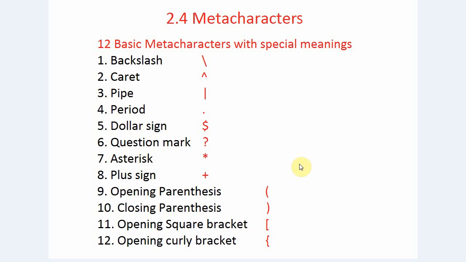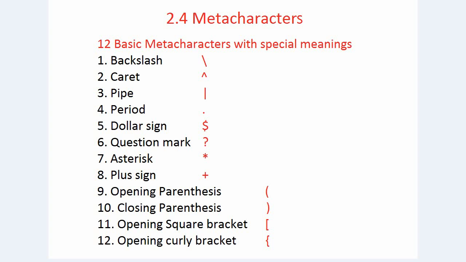Hello. In this lecture, you are going to see the 12 basic meta characters with special meanings, and you cannot use most of them alone, as it will cause a pattern error. / of course is a meta character because it encapsulates your regex. In addition to that, the first and important meta character is \. Second one is caret, then pipe symbol. Usually on the keyboard it is on the same key as \.